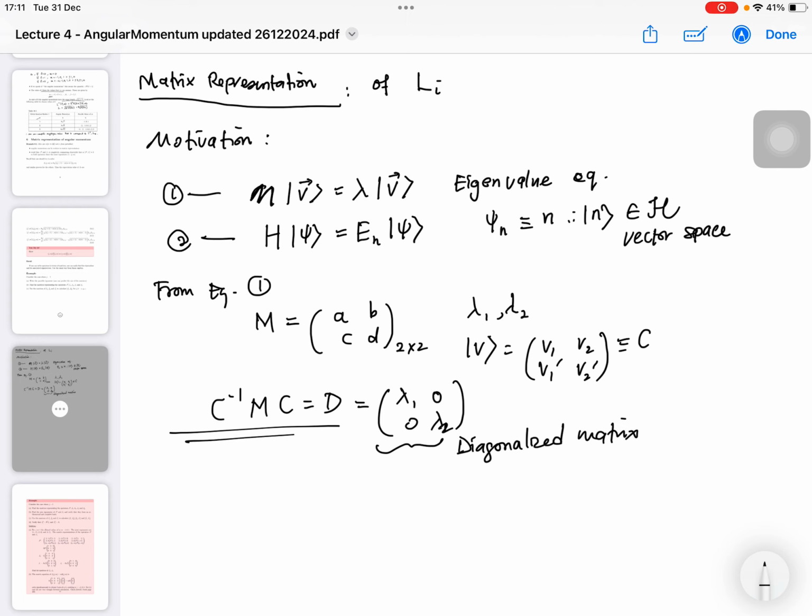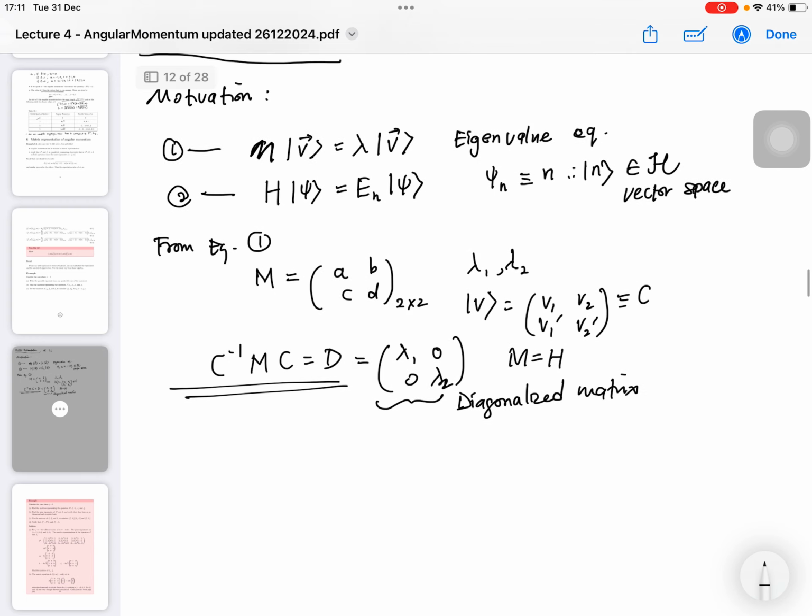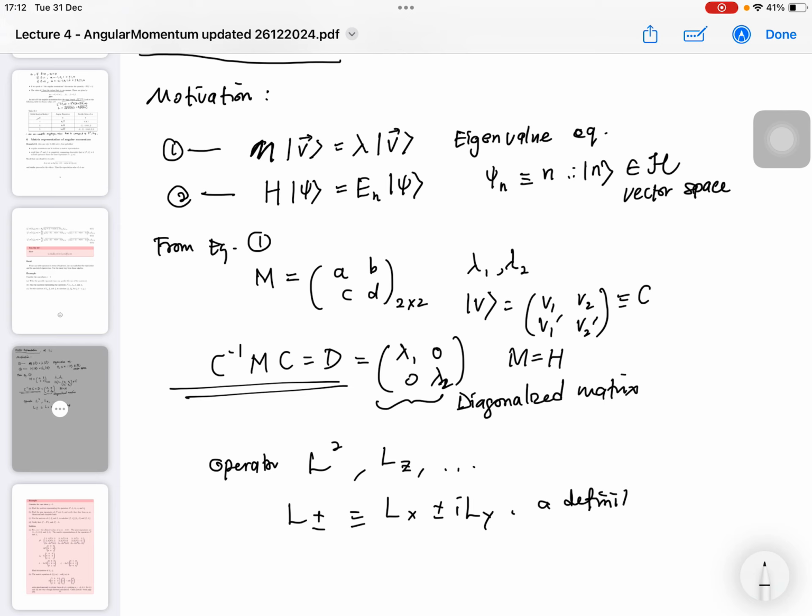So if you change everything here to M equal to the Hamiltonian, it means that you can also diagonalize your Hamiltonian. So you can write your Hamiltonian in terms of a matrix form. This is what we're going to do with the operators L square, Lz, and so many others. I would also like to introduce L plus minus, which is Lx plus minus i Ly. This is by definition. You can look back at the definition slide.